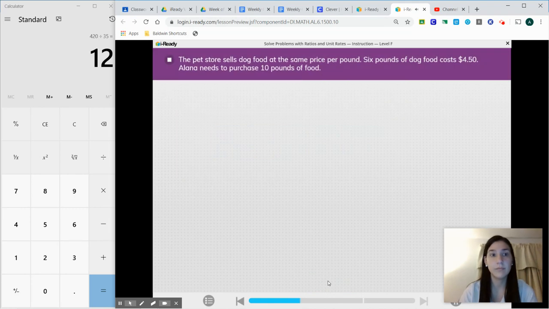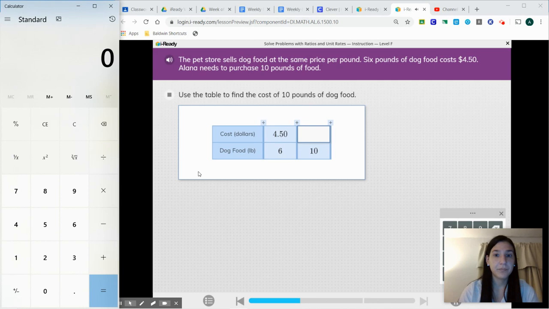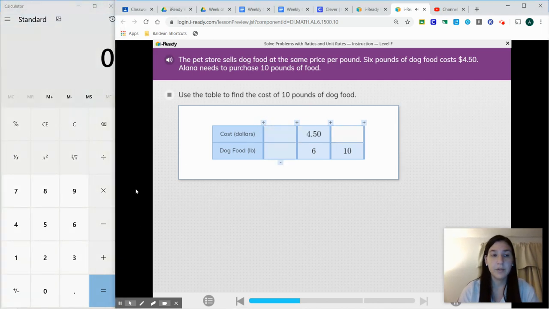The pet store sells dog food at the same price per pound. 6 pounds of dog food costs $4.50. Alana needs to purchase 10 pounds of food. Use the table to find the cost of 10 pounds of dog food.